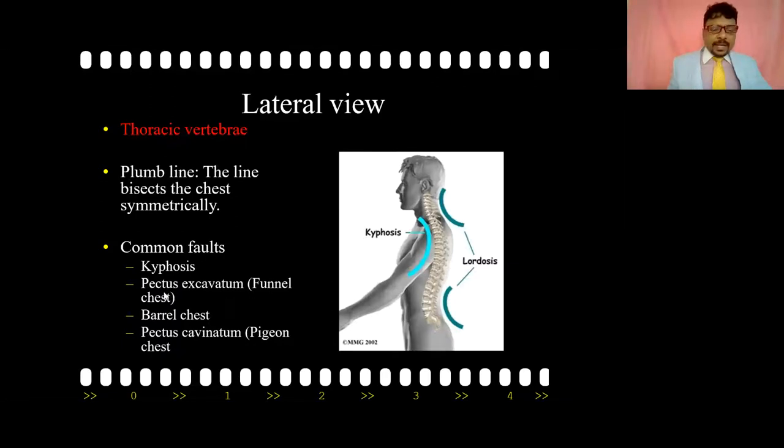Or in case of pectus excavatum, the funnel chest. The funnel chest means the chest is depressed, the sternum is depressed. Or in case of chest wall deformities, pectus excavatum or barrel chest. These are chest wall deformities, or pigeon chest, where the chest wall sternum is going to be rounded in curvature. So it may give an abnormality in the spine and may give an abnormal posture.